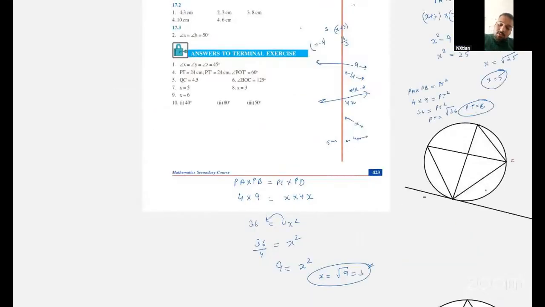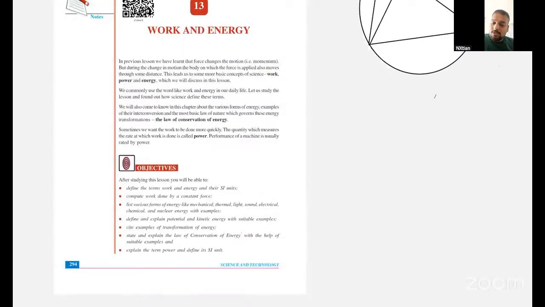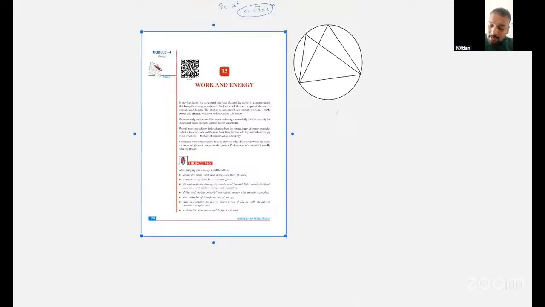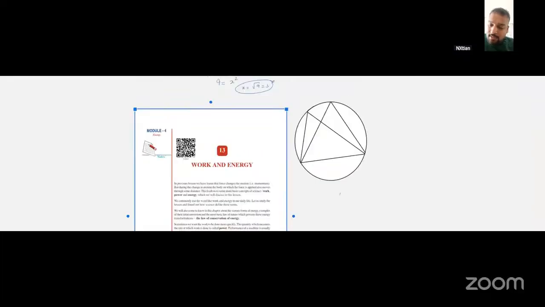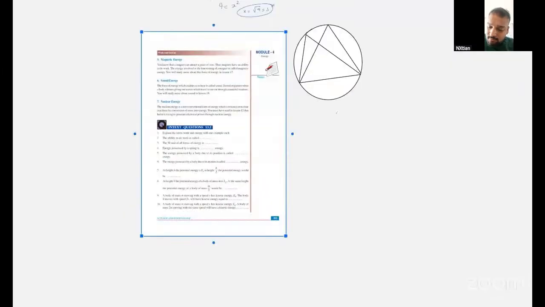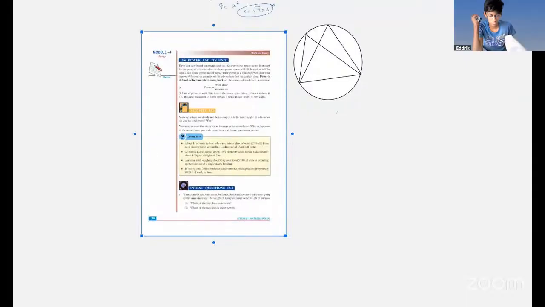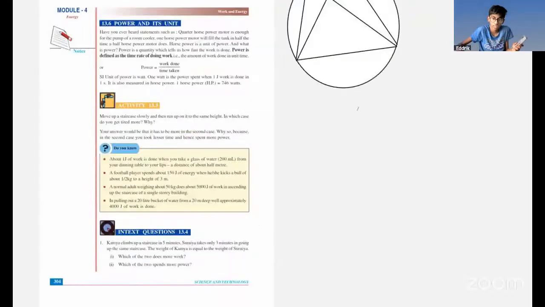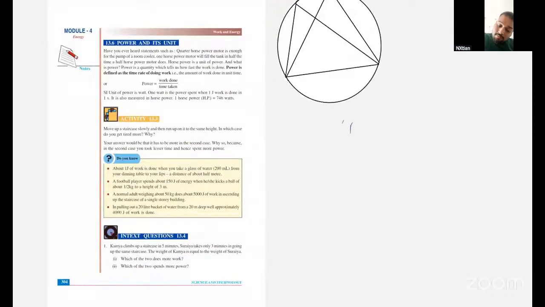Now the last topic which is left in our science, we'll complete that. Only one last topic is there. What is the chapter? Chapter number 13. Very good. Work and energy, and the last topic is left. So we'll do the last topic so that we can complete the chapter, at least today. Okay. Now we'll learn the concept power. What do you mean by power?